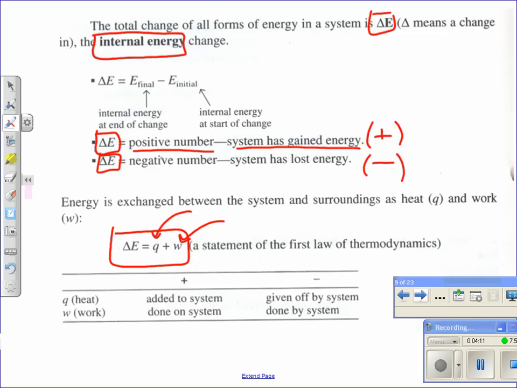So if you look, heat. If you add heat to a system or you heat it up, we give it a positive sign. If you give off heat from a system or lose heat, cool, it gets a negative sign. If work is done on a system, it's associated with a positive sign. If work is done by a system, it's associated with a negative sign.